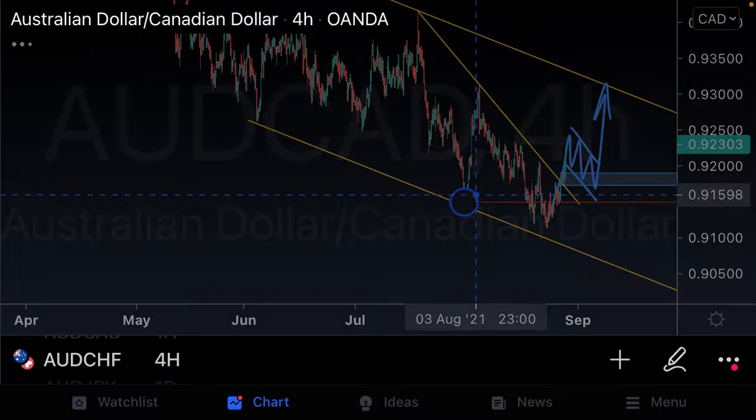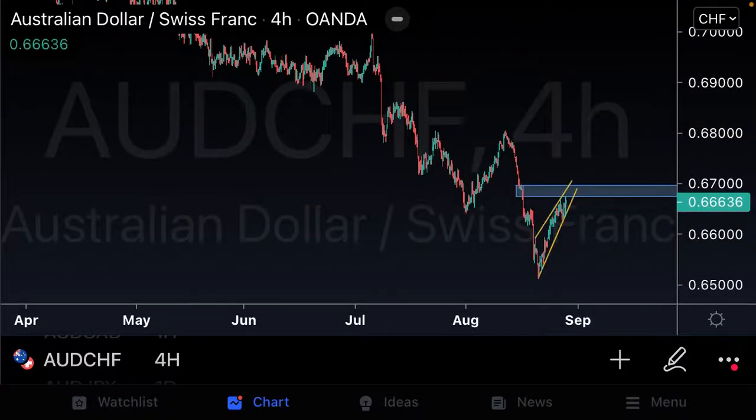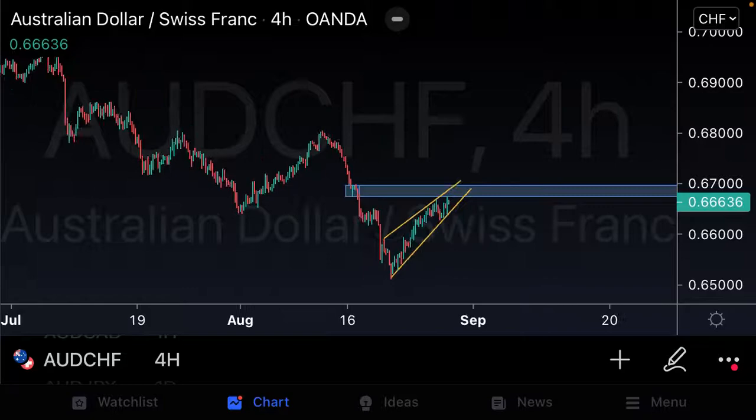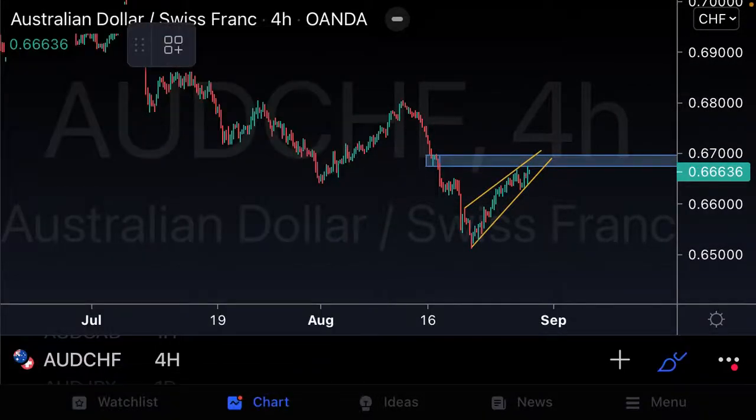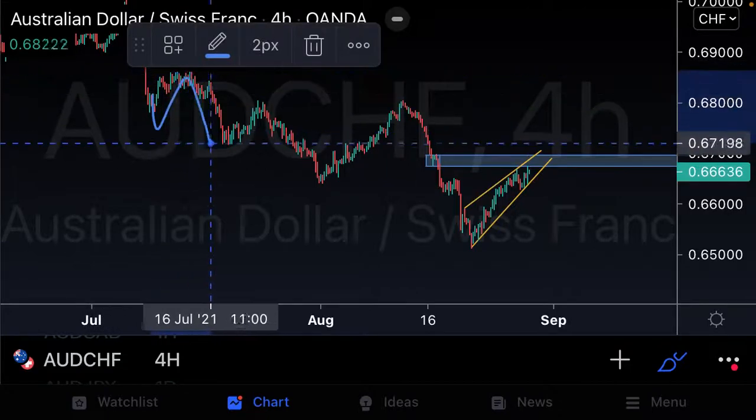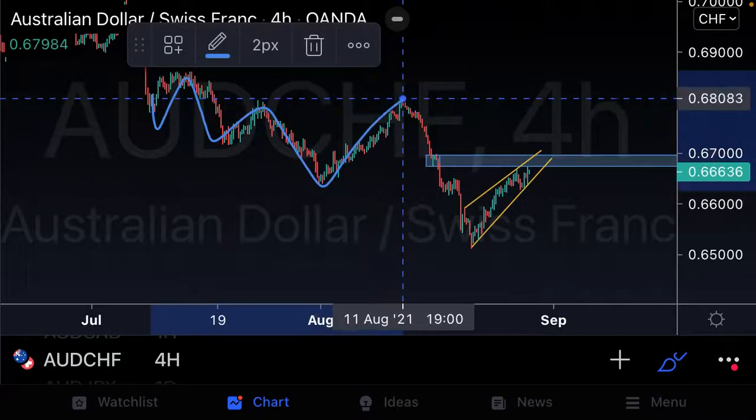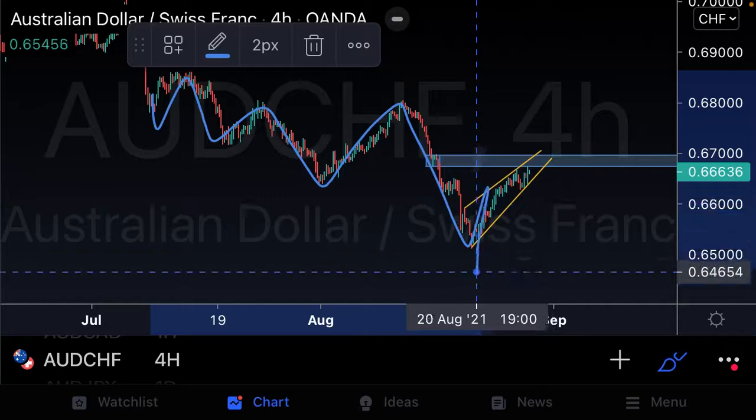Nonetheless, let's not waste any time. Let's get into some Aussie Swiss franc. What we can see here, guys, on Aussie CHF is a market that is in some sort of a downtrend. So we can see lower highs, lower lows, equal highs, and new lower lows.